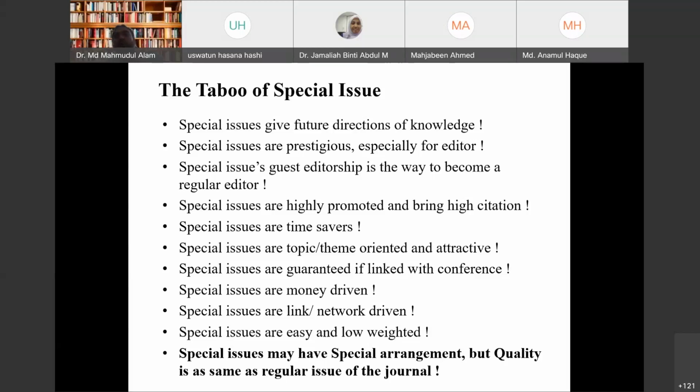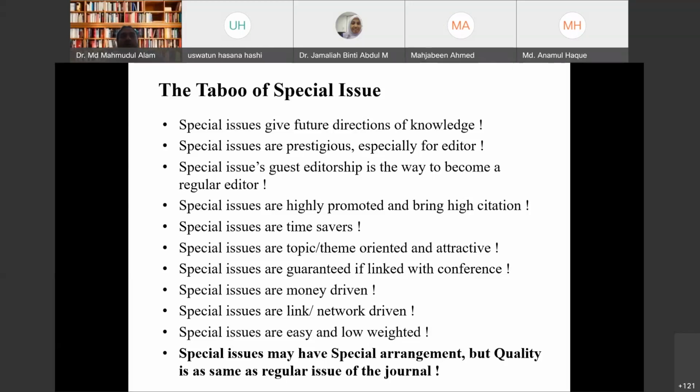If you go, you will get what is coming in the future. But the other things, what happens? And then prestige is also there, especially for the editor. Suppose I'm the editor of a top journal, and I want to become an editor of another journal, but it's not possible. So I make a special issue there.